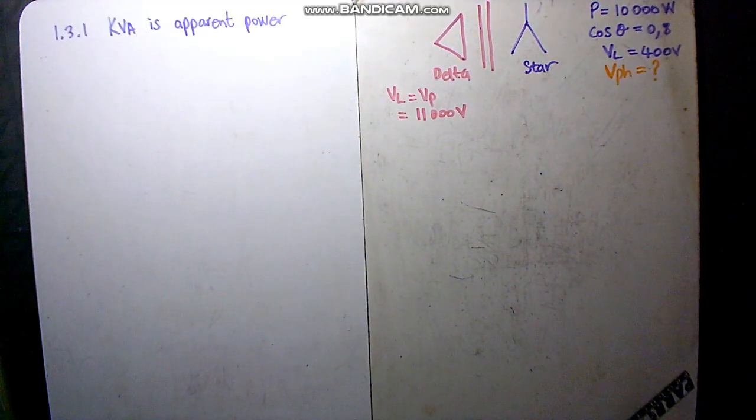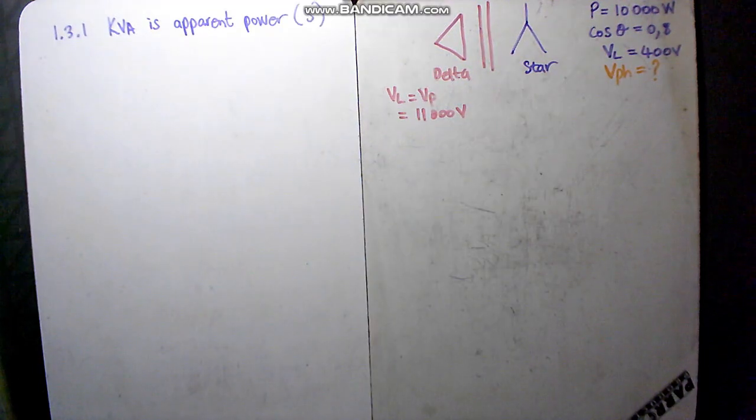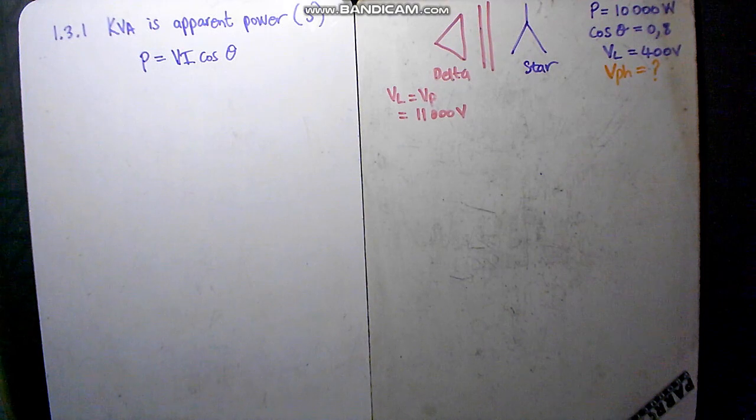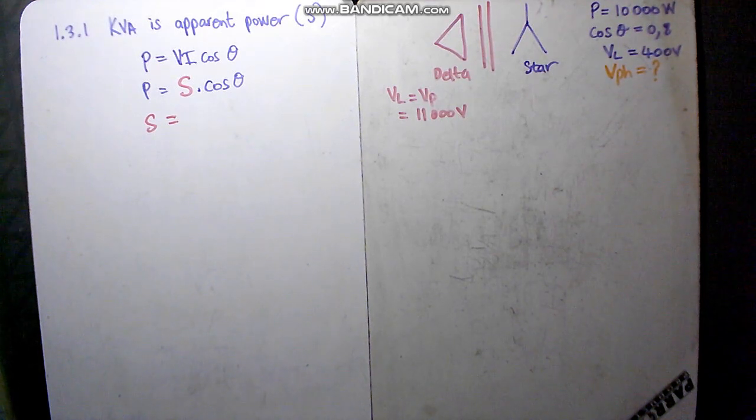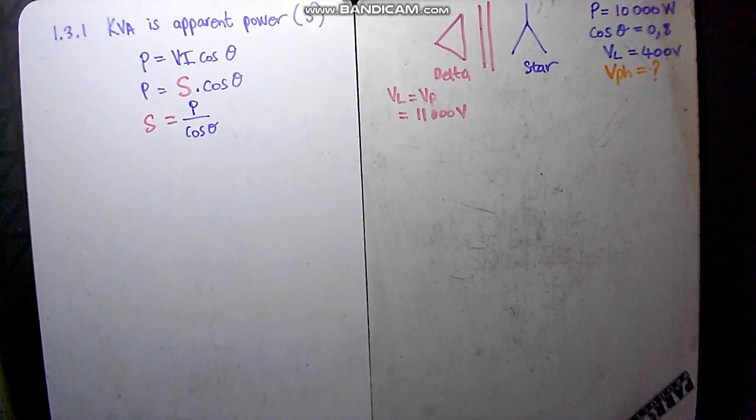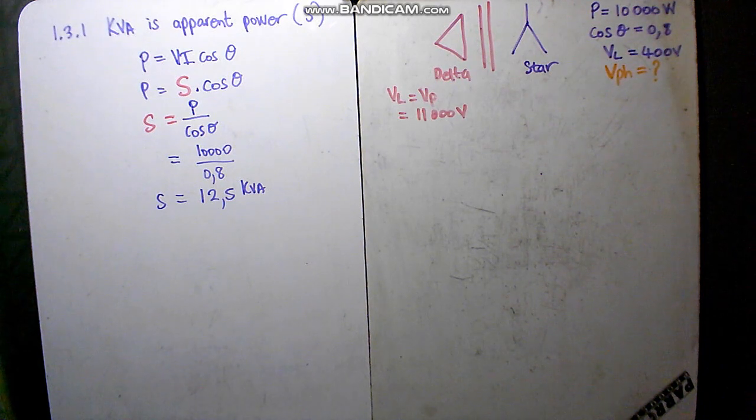1.3.1, the kilovolt amp is what they want us to calculate, the total kVA of the load, and this will be the apparent power. The apparent power is S. Power is equal to VI cos theta. True power is P. Apparent power is S, which is equal to VI. We have to make S subject to the formula. So S is equal to P over cos theta. Cos theta is the power factor. 10 kilowatts was the true power. The power factor given is 0.8. Divide that in our calculator, we get 12.5 kVA.